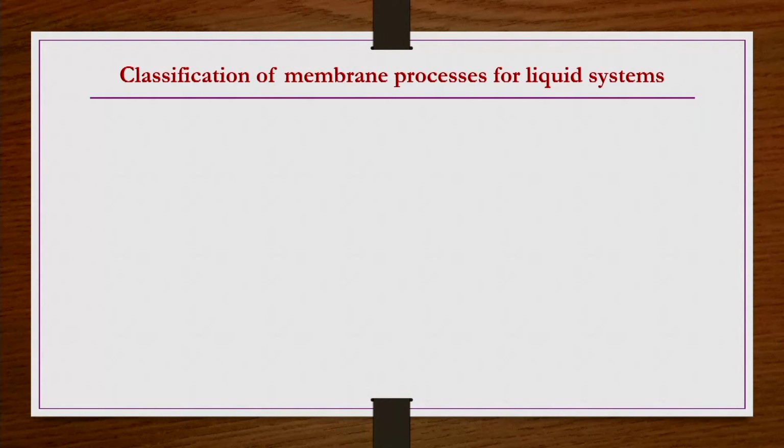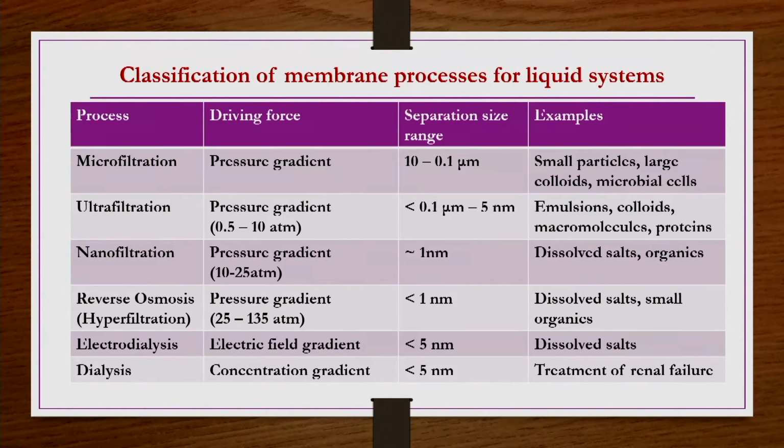So now we see the classification of membrane processes for liquid systems. What are the processes, what is the separation size range, what is the pressure gradient, what are some applications, those kinds of things we are going to see now in a tabular form. If you have a microfiltration process, then the driving force is a pressure gradient, and the particle size range is in general 10 to 0.1 microns. Examples where they are used are separation of small particles, large colloids, microbial cells, etc.